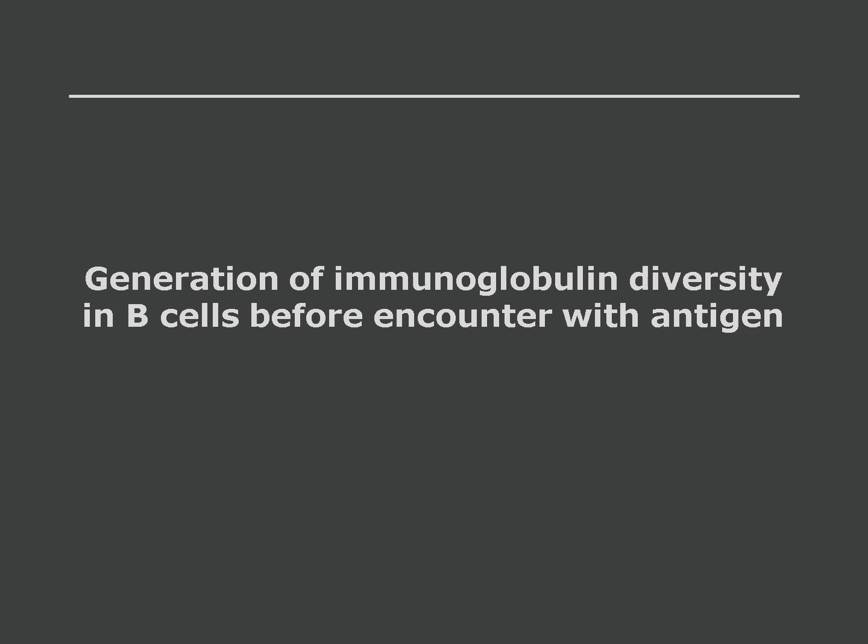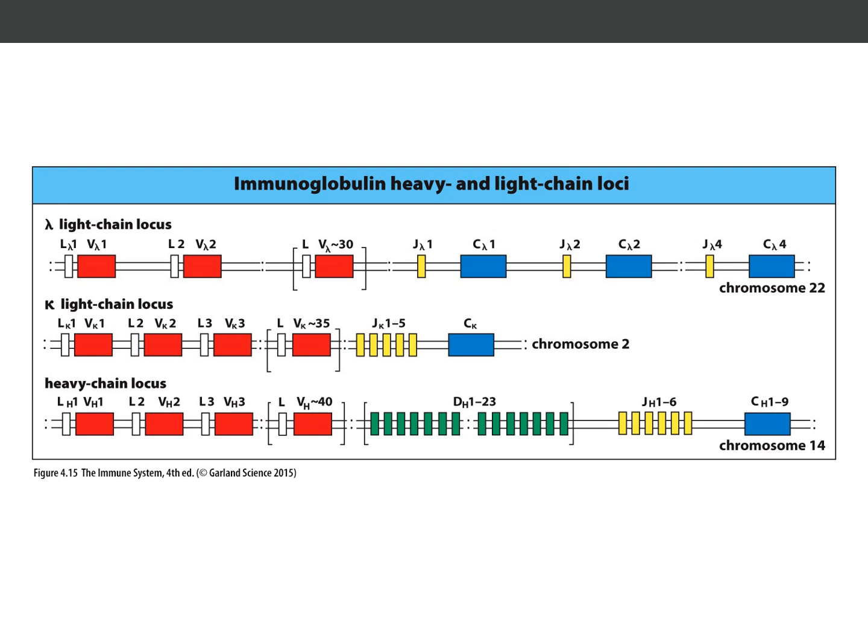Generation of immunoglobulin diversity in B cells before encounter with antigen. This figure shows the genomic layout of the immunoglobulin gene loci for both light and heavy chains, critical for antibody diversity. At the top, we see the lambda light chain locus, located on chromosome 22. It contains multiple V lambda segments in red, J segments in yellow, and C regions in blue. Each antibody light chain is generated by combining one V, one J, and one C segment.